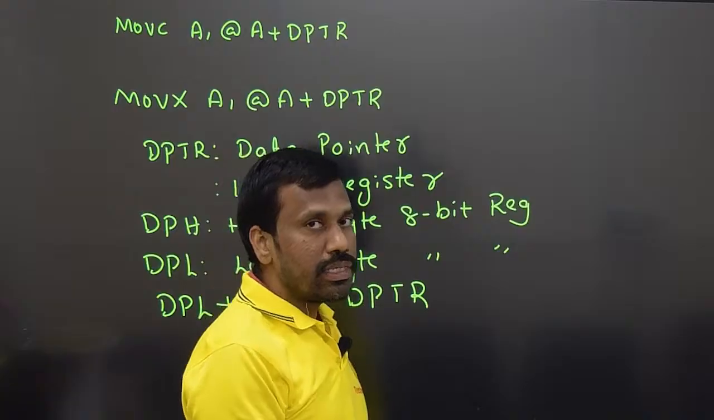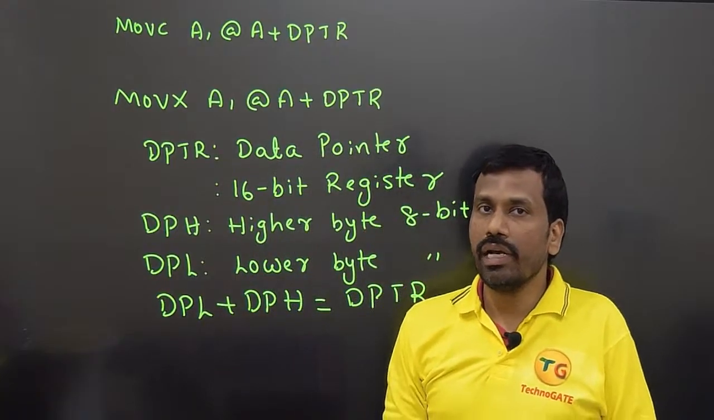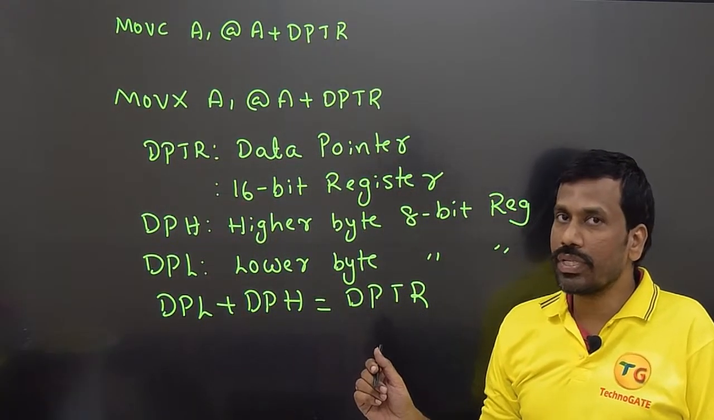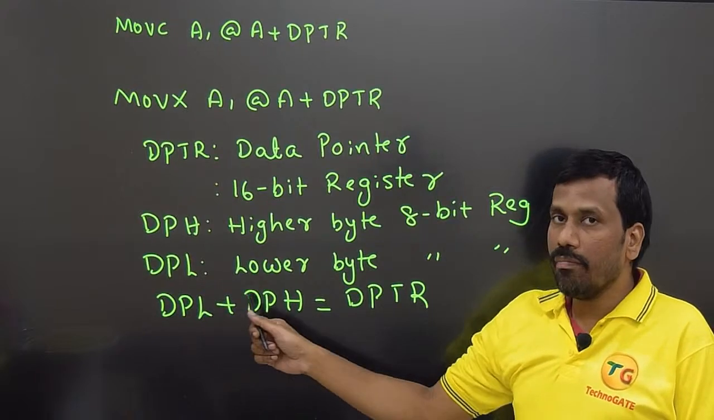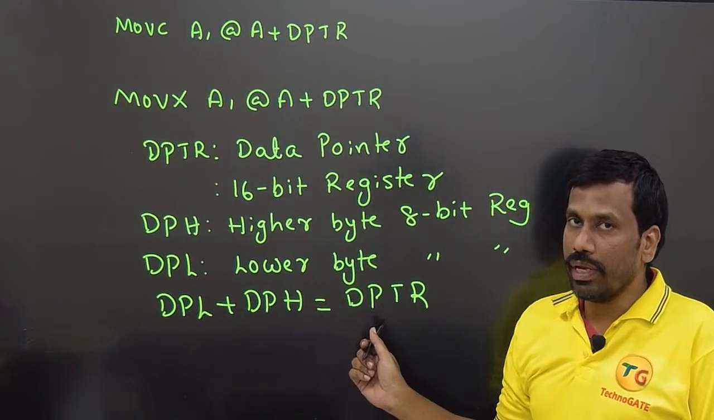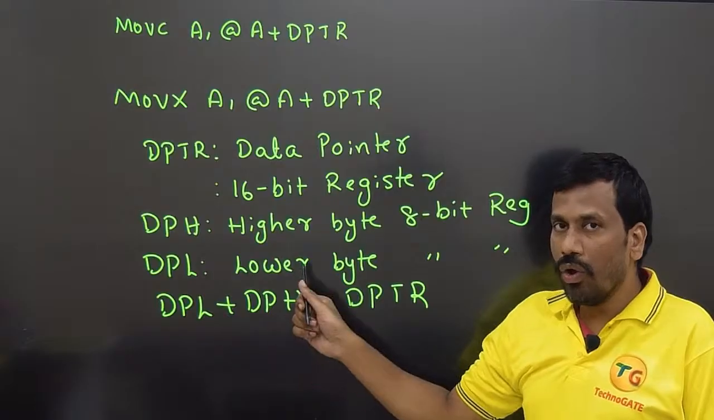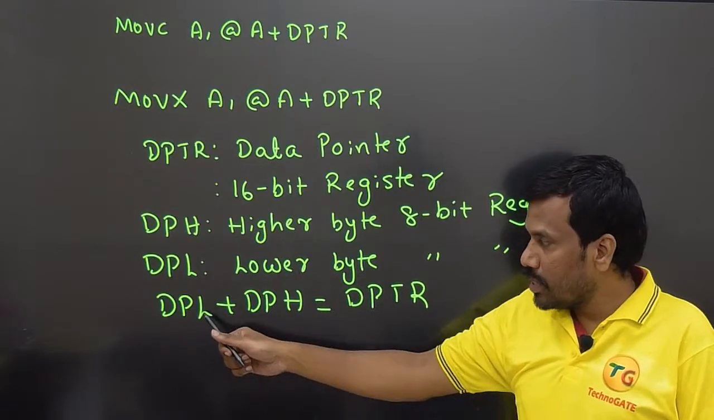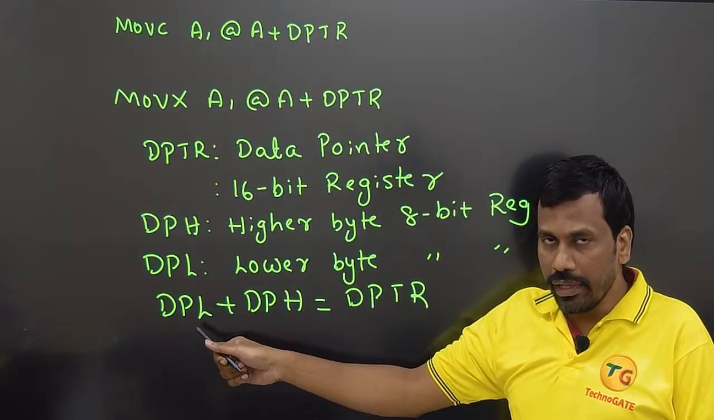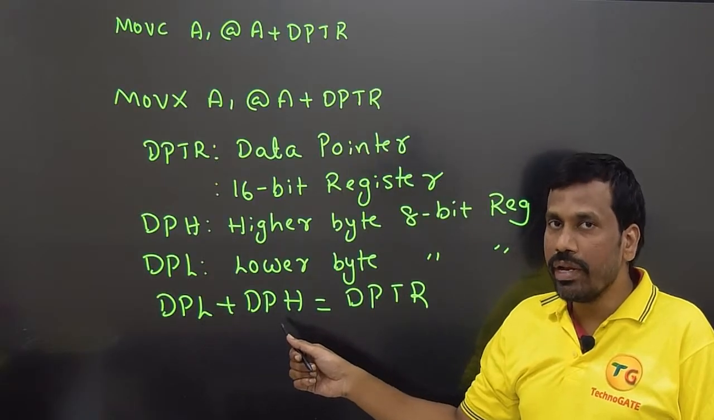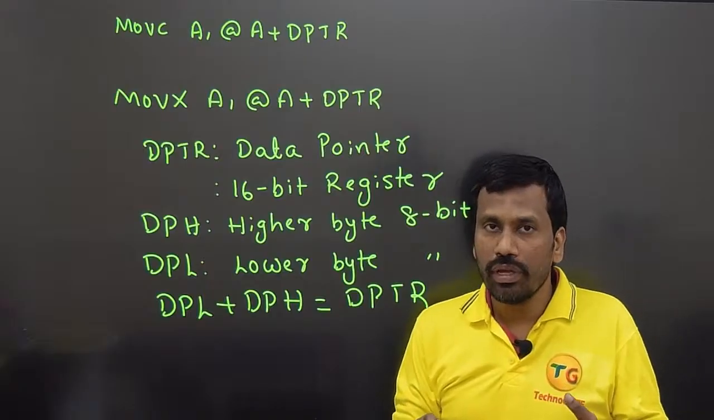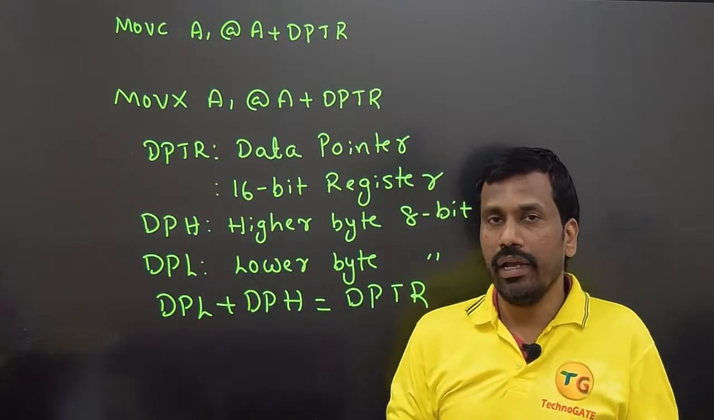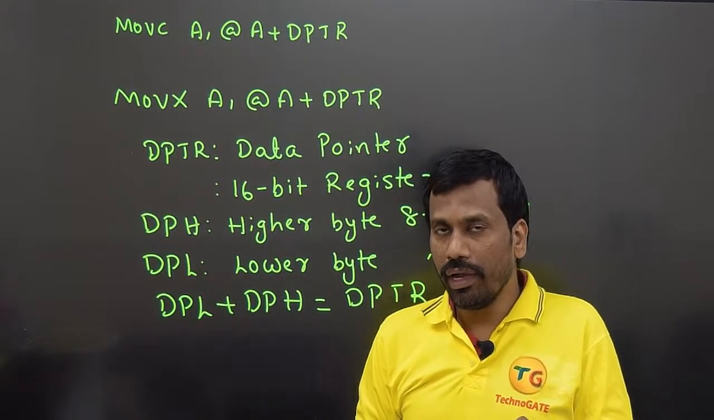So what is DPTR? DPTR is the data pointer. It's a 16-bit register. DPL plus DPH is equal to DPTR. What is DPL? Lower byte register. What is DPH? Higher byte register. This is a lower byte 8-bit register, and this is a higher byte 8-bit register. If we combine these two, we get DPTR.